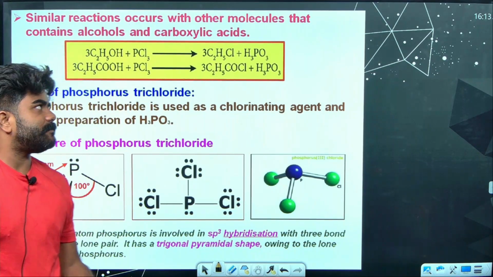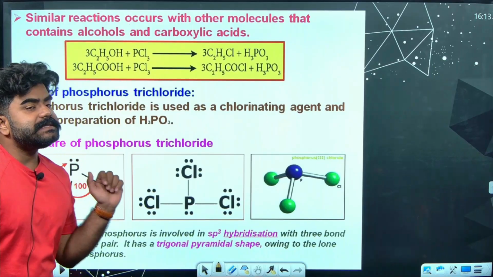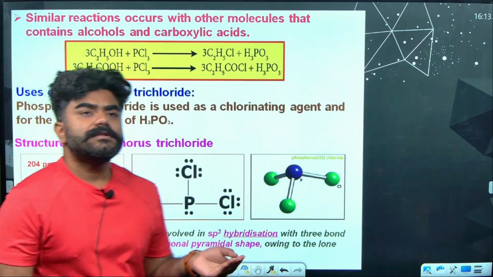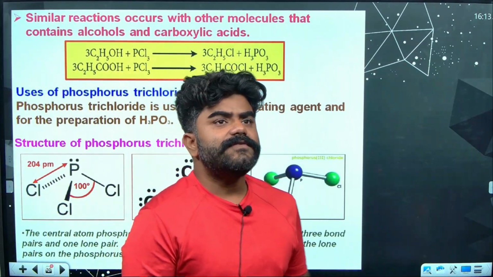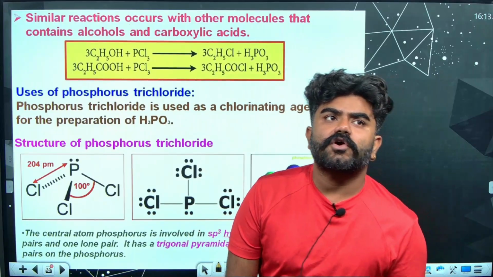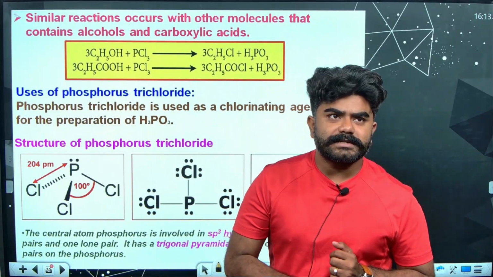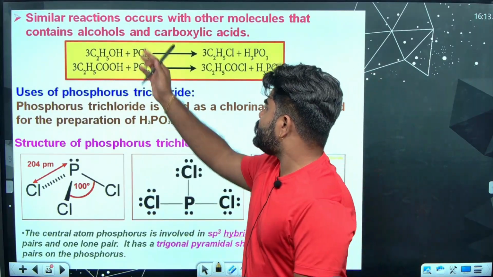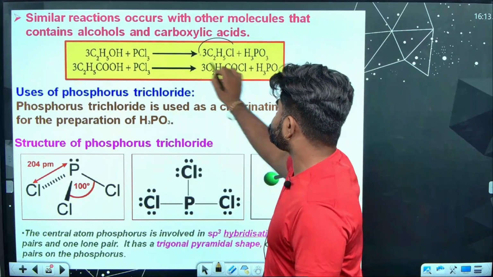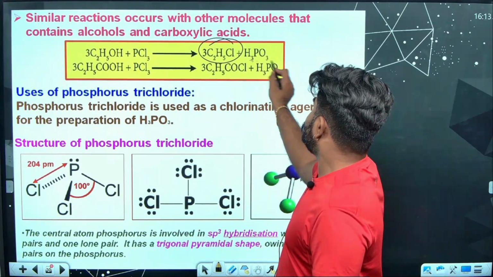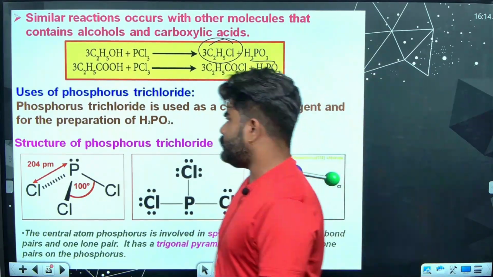That is the mechanism. Now let us see similar other reactions of PCl3 with organic molecules like ethanol or propanoic acid. Okay, so ethanol-ல PCl3 react ஆகும்போது we get chloroethane with elimination of H3PO3.